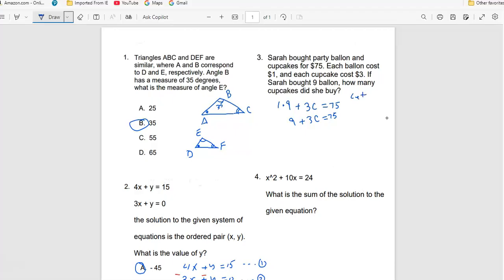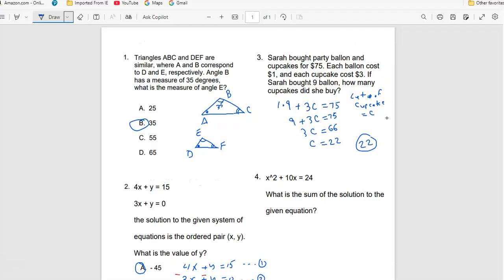So here, let the number of cupcakes equal C. Now our equation is 9 plus 3C equals 75. Subtract 9 from both sides. That gives me 3C equals... subtract 9 from the left side, you have to subtract 9 from the right side. Subtract 9 from 75, that's going to give me 66. Now you divide both sides by 3. You're going to get C equal to 22. And that should be our answer for number 3: 22 cupcakes.